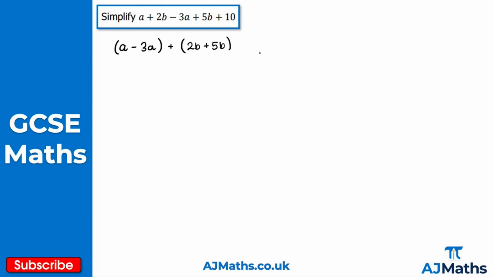There's no other numbers. I can't add anything or subtract anything from that 10. We just write that at the very end and leave it as it is. We can't do anything further with that. What we need to do now is simplify each of these brackets. So a minus 3a would be minus 2a.